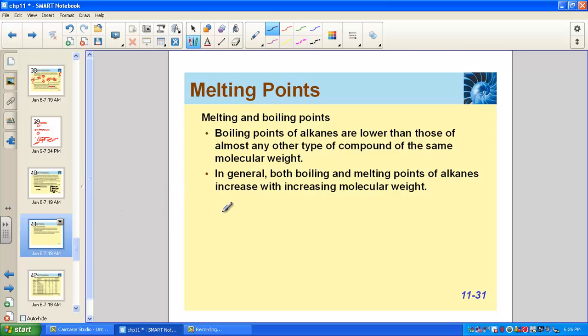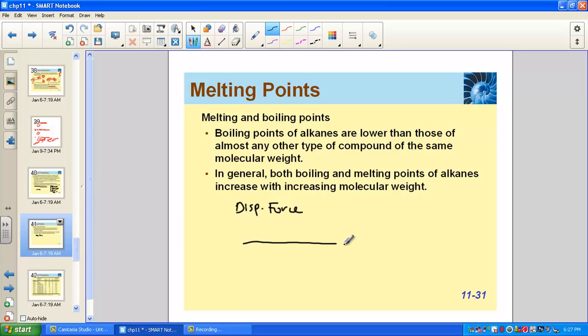When we consider melting points and boiling points of alkanes, they are indeed much lower than those of almost any other type of compound of the same molecular weight. Because of its nonpolar nature, there are very weak intermolecular attractions. So it doesn't take much energy at all to convince the molecule to turn from a liquid into its gaseous state, a very low boiling point. In general, both boiling points and melting points increase with increasing molecular weight. We understand that to be true for just a typical dispersion force trend.